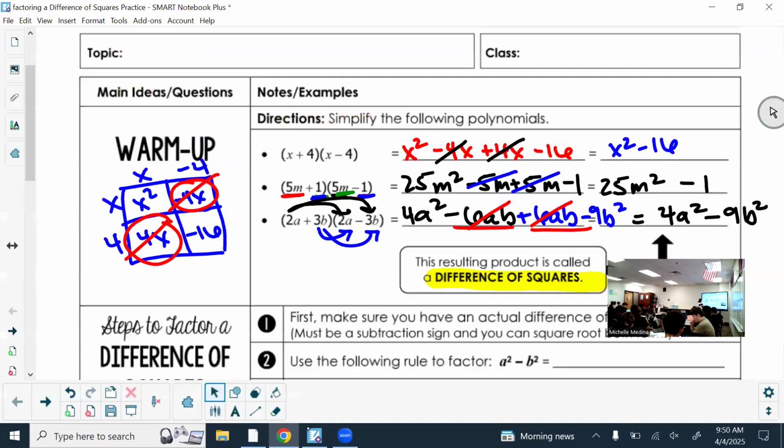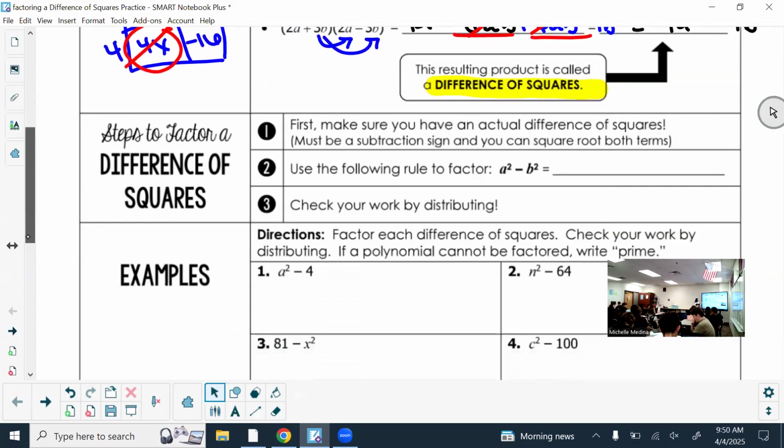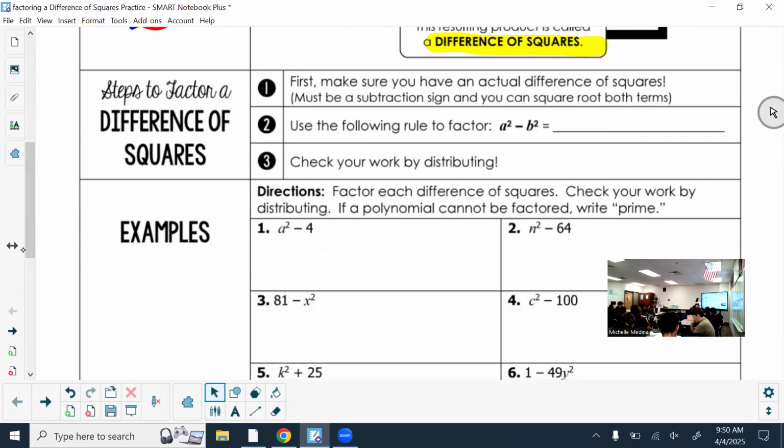So yeah, back to this. So we're gonna learn how to go from an answer or a problem like this to an answer like that. So first, what you have to do is make sure you are given a difference of squares. So that would have to be a 2-term expression.